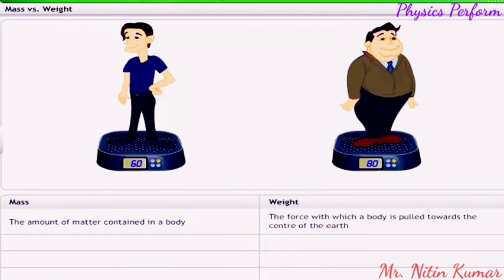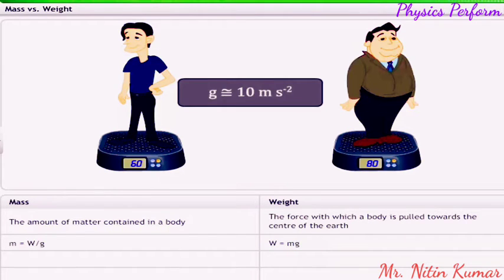Thus, weight is the product of mass and acceleration due to gravity, that is, W is equal to mg. The value of g is approximately 10 meters per second square. Thus, if your bathroom scales show a reading of 60, your weight is 60 multiplied by 10, that is, 600 Newton.